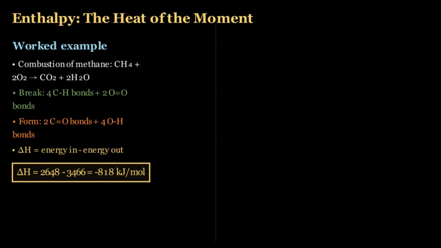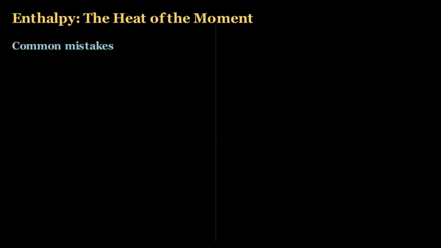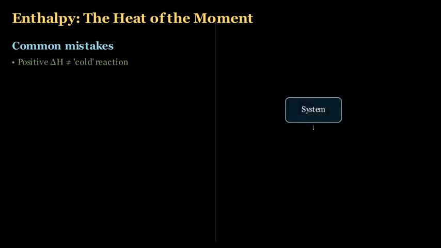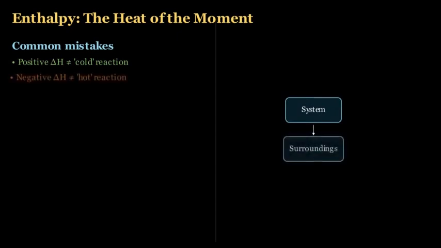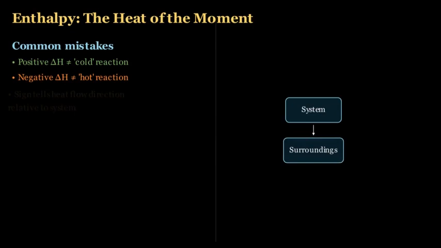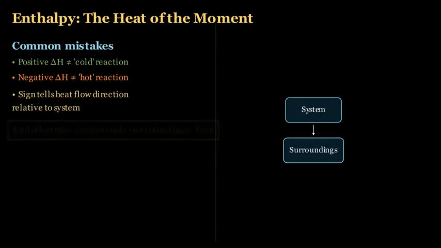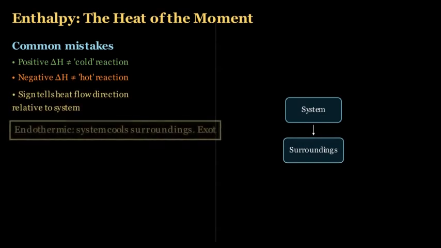A common mix-up is thinking a positive delta H means the reaction feels cold, and a negative delta H means it feels hot. That's not quite right. The sign tells you the direction of heat flow from the system's point of view. A positive delta H means the system absorbed heat, so the surroundings lose heat and feel colder. An ice pack getting cold is endothermic, it takes heat from your skin.